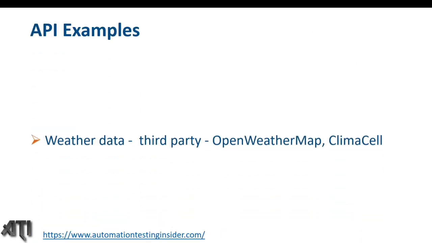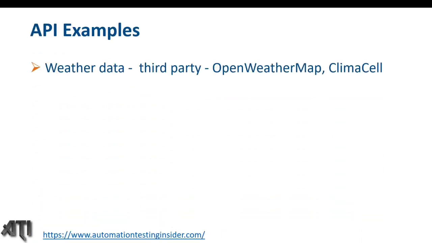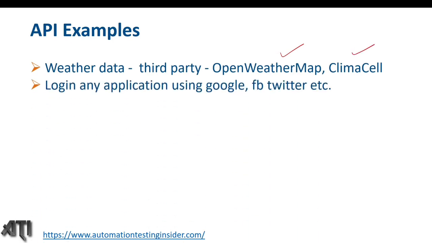So now let me talk about some more examples. Weather data. To get the weather data, there are different APIs from which we can get the weather information, like Open Weather Map or ClimaCell. Login to any application using a Google account, FB, Twitter, etc. So this is the example which we have discussed in the previous slide.